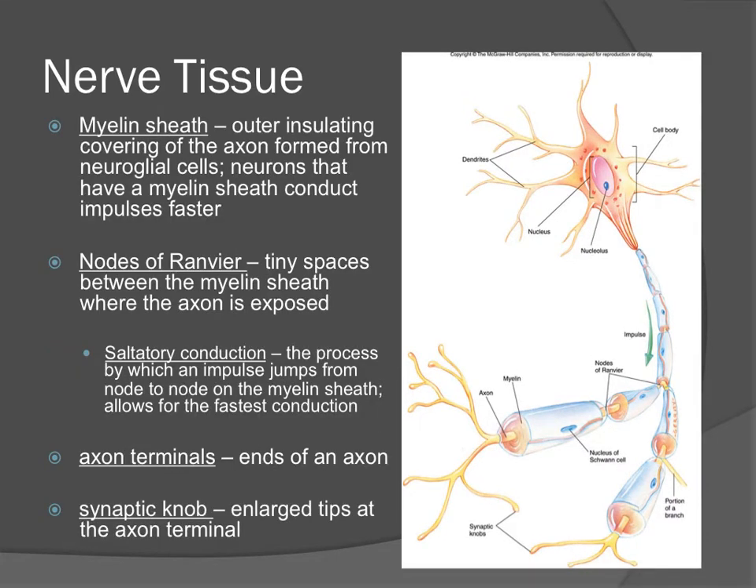Continuing with nerve tissue, we have the myelin sheath. This is the outer insulating covering of the axon formed from neuroglial cells. Neurons that have a myelin sheath conduct impulses faster. The myelin sheath is an insulating layer that forms around nerves, including those in the brain and spinal cord. The purpose is to allow impulses to transmit quickly and efficiently along the nerve cells. If this is damaged, impulses slow down.